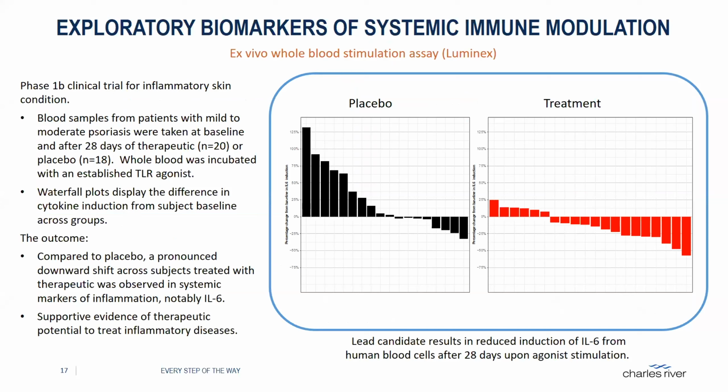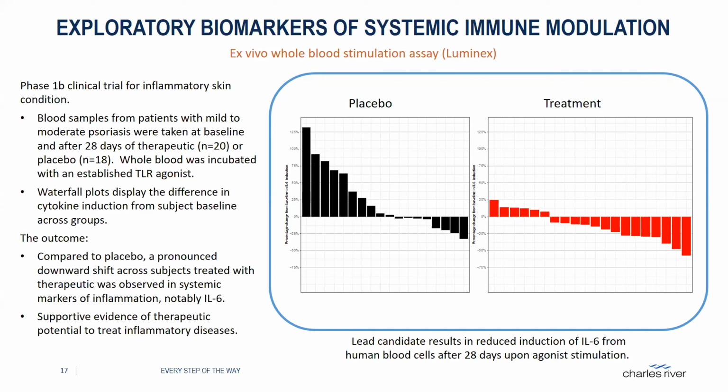This is then an example of a biomarker analysis we used, an exploratory biomarker we used to measure inflammatory cytokines, in this case IL-6, in a cohort of patients with an inflammatory skin condition. So we took, this being a PD biomarker, samples prior to and following a 28-day treatment period, and we were then able to compare the baseline with the post-treatment response.